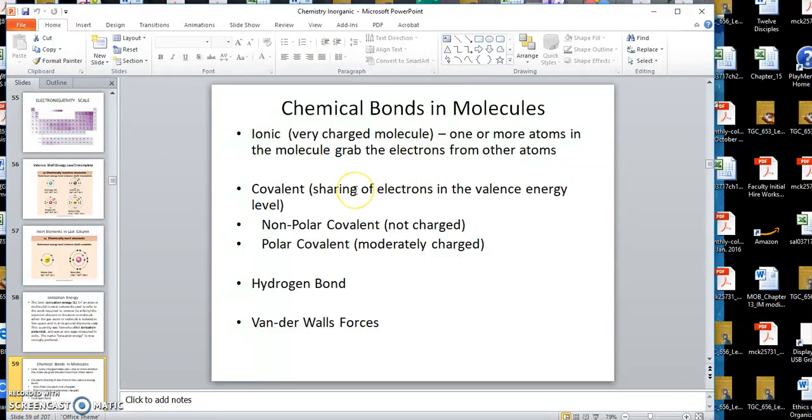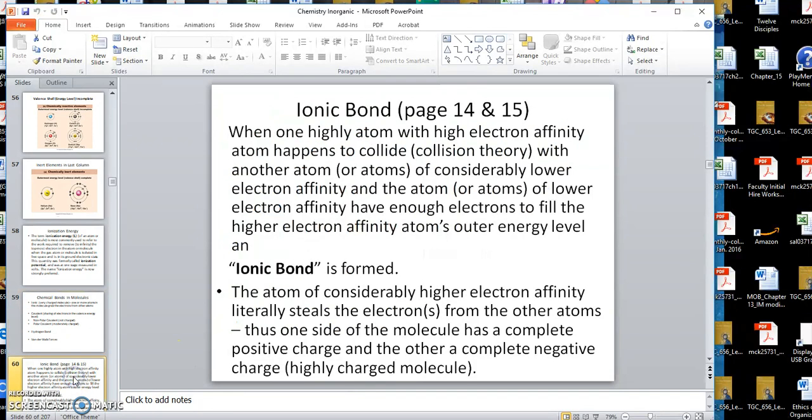A covalent bond is a sharing. What you're doing in the outer shell, you're sharing pairs of electrons. Then we have something we call the hydrogen bond. We'll go a little further, and then van der Waals attractive forces we'll just mention. I want you to read on this. I can't explain it all, but I'll be happy to answer questions if you email me.